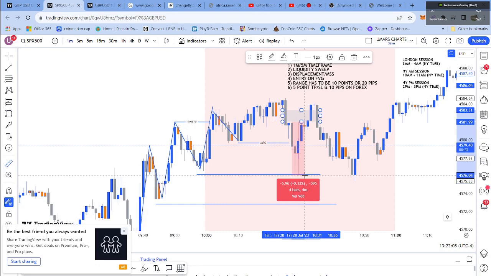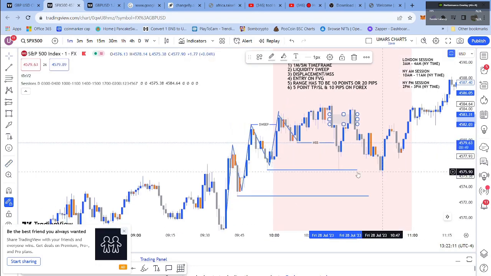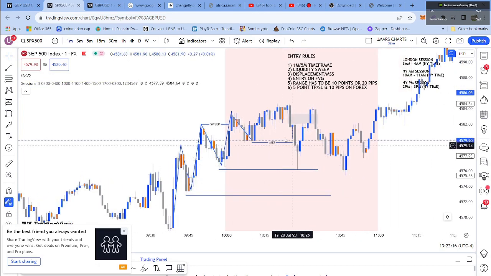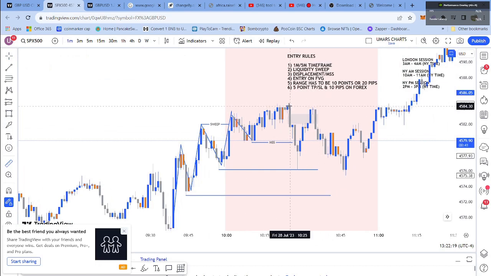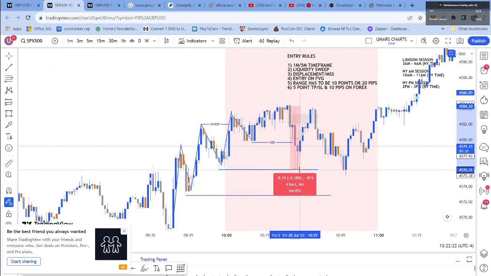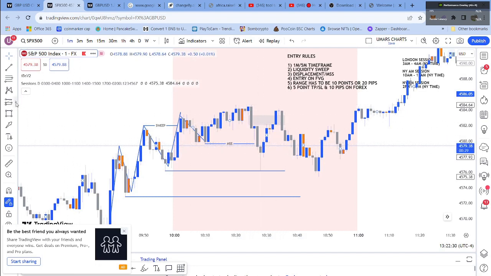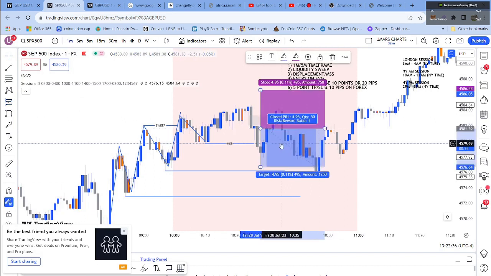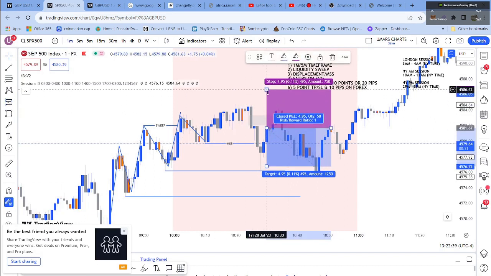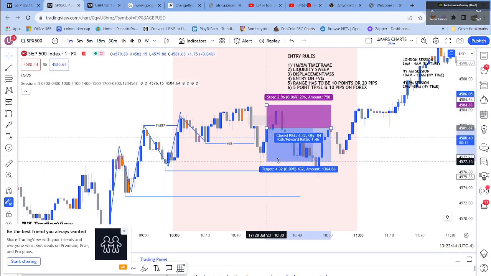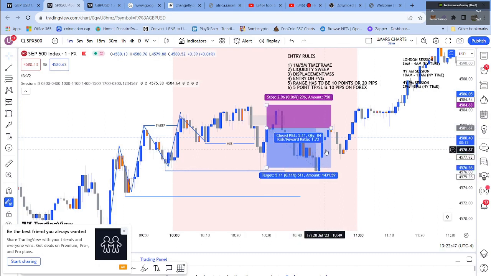As we can see, that range has not really been 5 handles, 10 handles, so to say. We're shy maybe by 2 points. But let's just say, for example, you had taken the entry there. You would then put your entry at the fair value gap, keep your stop loss above the high, and you could then target 5 points. 5 points would be about here.